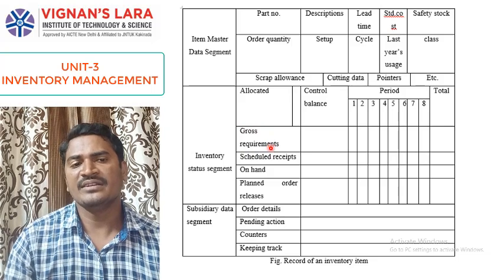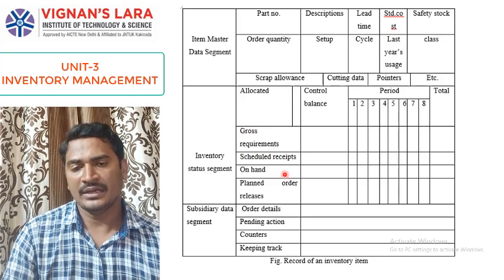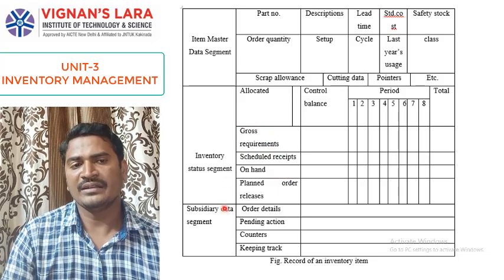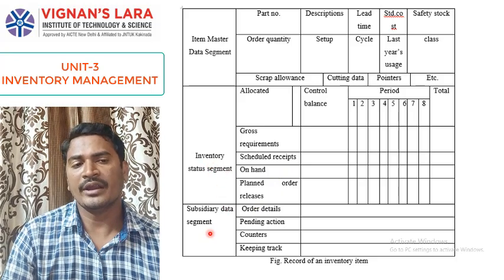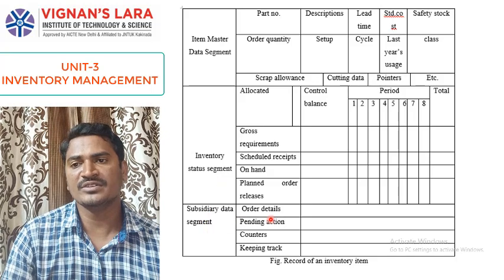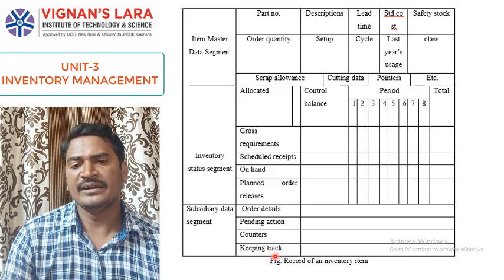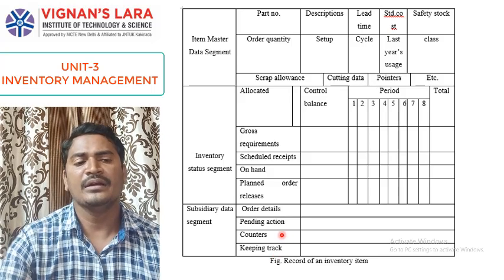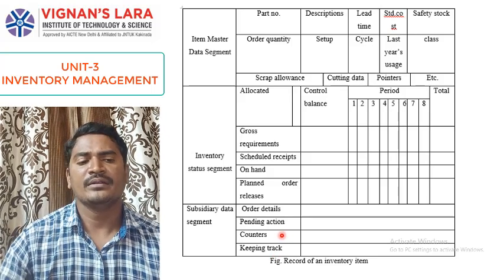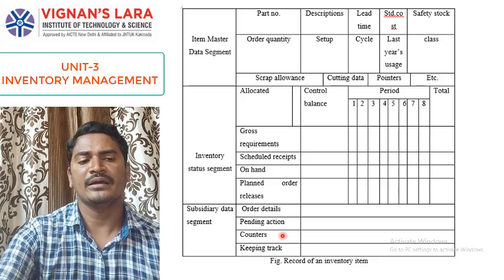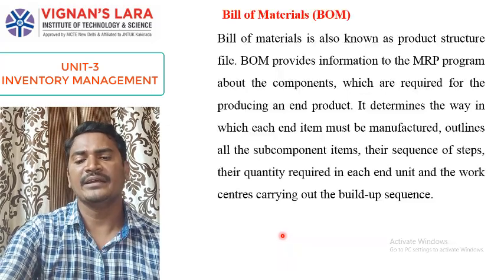Next, coming to the second one, the inventory status segment. In this segment, we maintain the gross requirements of that item, scheduled receipts, on hand, and planned order releases. Next, the third one is the subsidiary data segment. In the subsidiary data segment, we maintain the order details, pending actions, counters, and keeping track. These are all the information we maintain in this segment.